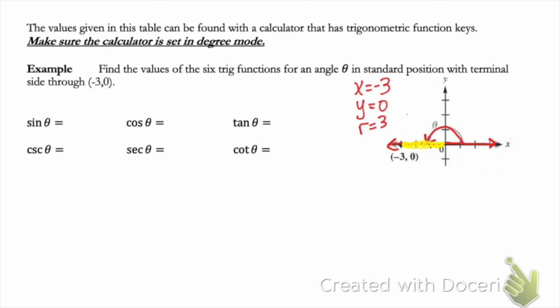Okay, I want you to go ahead and fill out your answers here for the 6 trig functions. So we find that 2 of our trig functions, cosecant and cotangent, are undefined, which means you can't take cotangent of that angle. We don't get a real number answer.